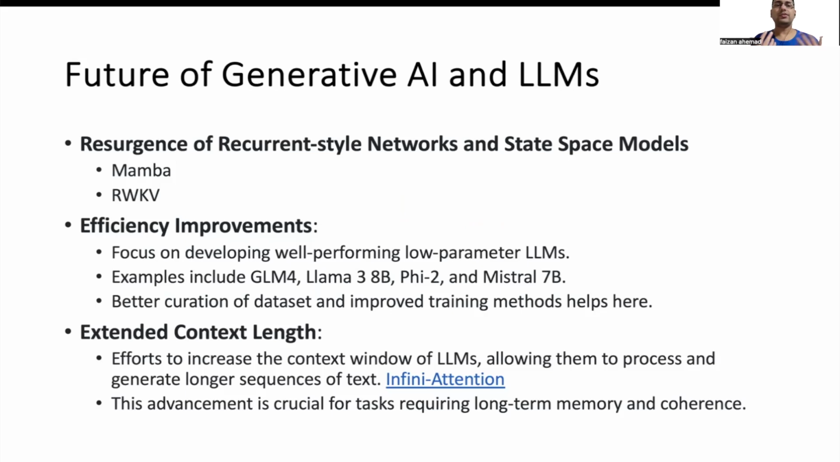There is also a resurgence of recurrent style networks. So RNNs are coming back. Mamba is one of such models which uses RNNs, but obviously there's some clever tricks that are put in so that the RNN forgetfulness is no longer a problem, right? There's also focus on developing low parameter LLMs, which we can put on mobile devices and run on our laptops.